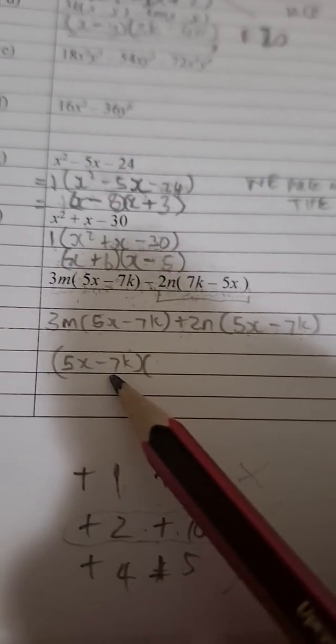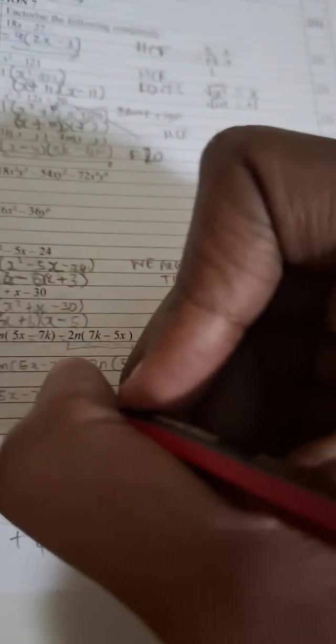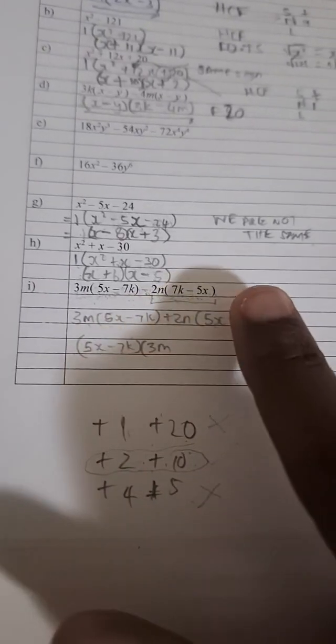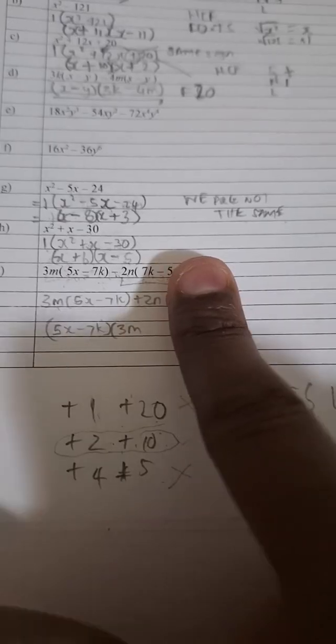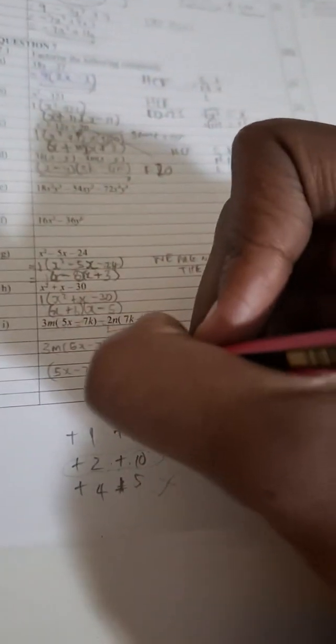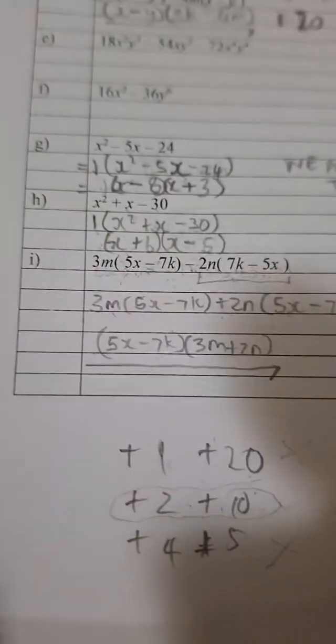But after taking out 5x minus 7k as the common bracket, what's left over on the left? We are left with 3m. Remember, it's like we took out the 5x minus 7k, so what's left over on the left? 3m. Then we took out the 5x minus 7k. For the right, what's left over? Can you see what's left over, guys? If I hide my 5x minus 7k, what's left over on the right? I'm left with positive 2n. And that's me done. Factorized this expression.